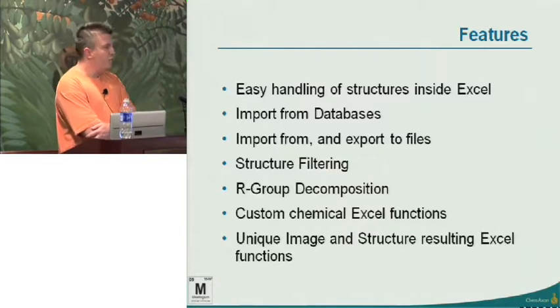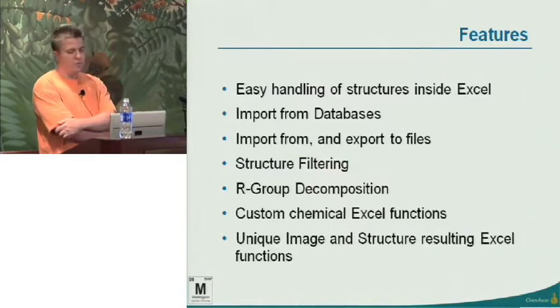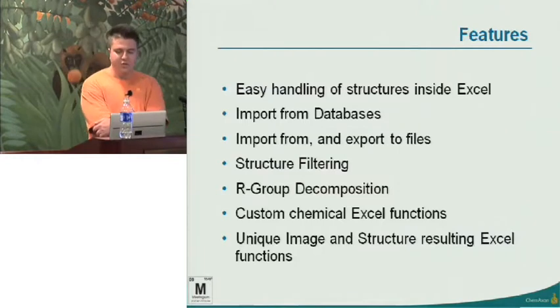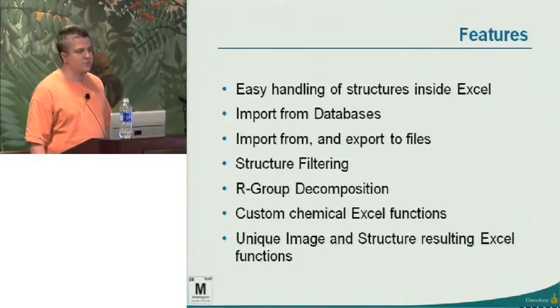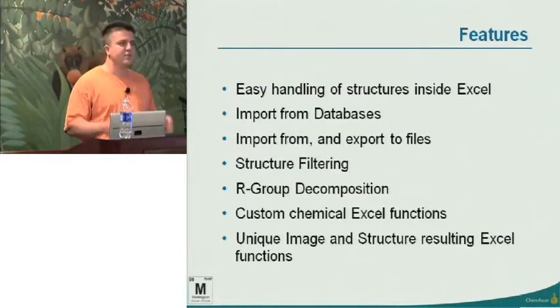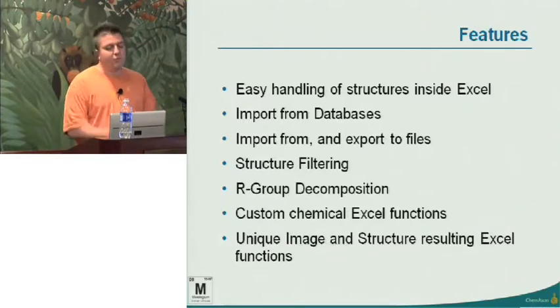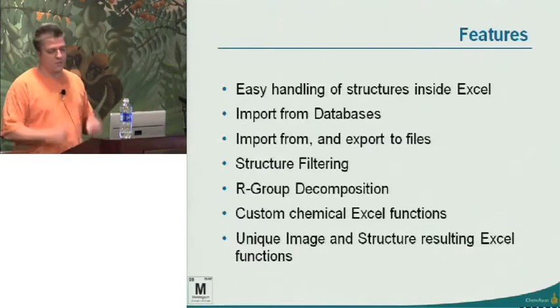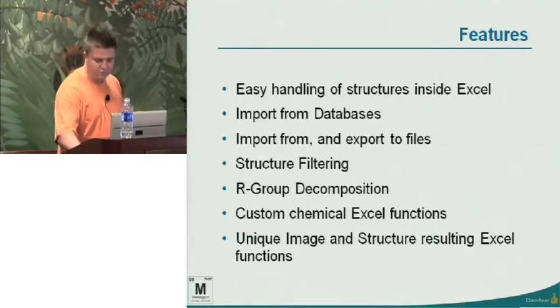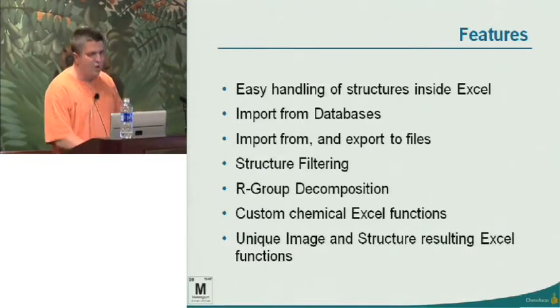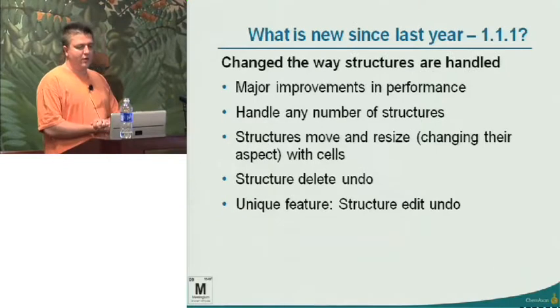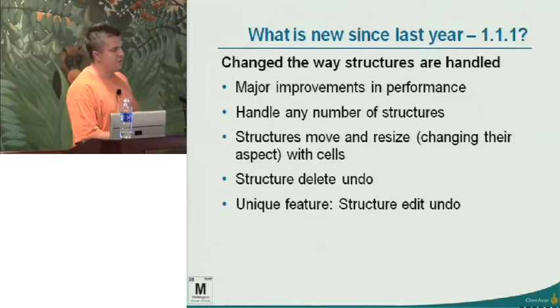And we have a new feature, which I'm going to also demonstrate, unique image and structure resulting Excel functions, because normal Excel functions result in a number or text or whatever, but we found a way to implement these special kinds of functions. So, what's new actually in JChem for Excel since last year?